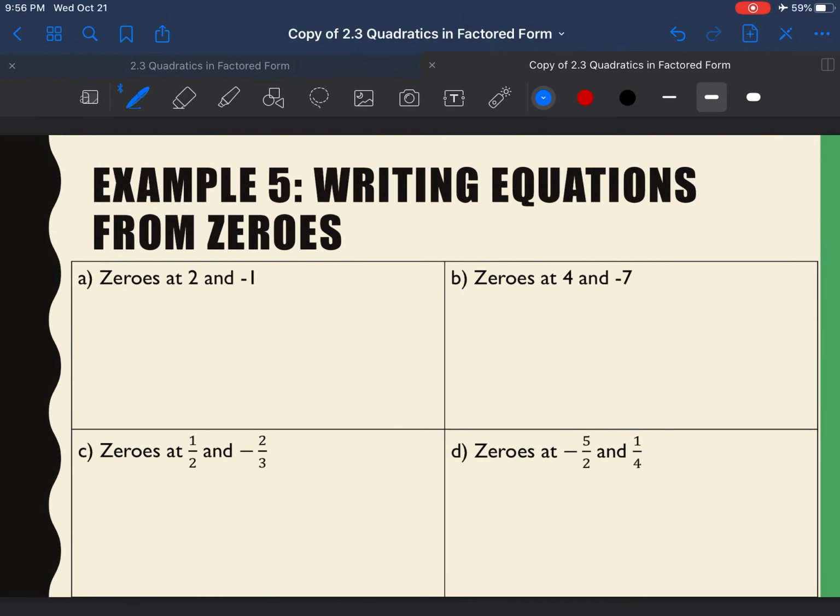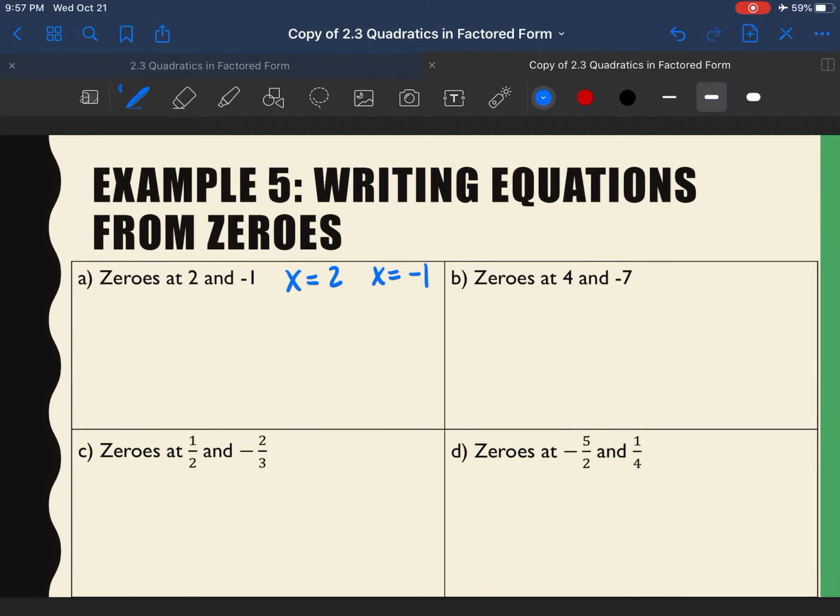Okay, so this next example, what we're doing here is they are giving you the answers to a problem, and we need to write the equations that have those as the answers. So in other words, by them telling you that you have zeros at 2 and -1, they're essentially just telling you that x is equal to 2 and x is equal to -1. And we want to figure out what equation had these answers.